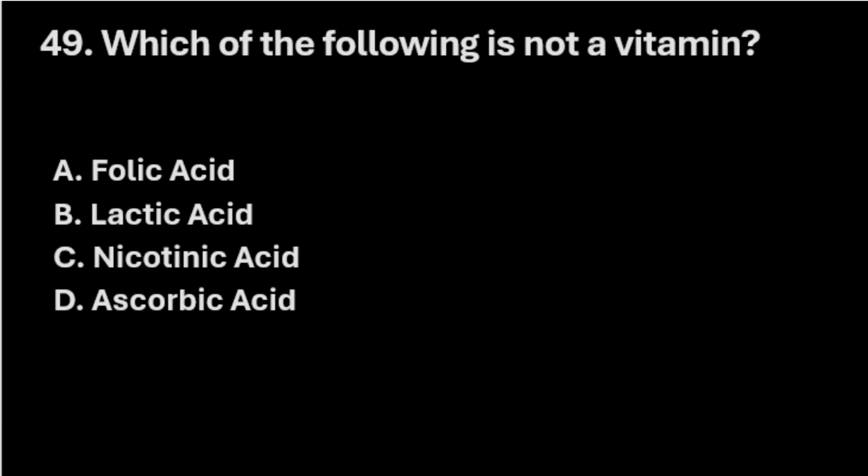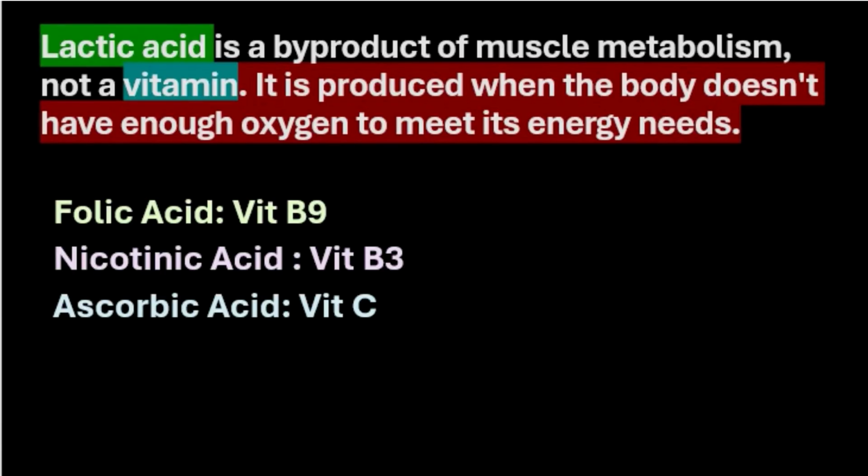Next question. Which of the following is not a vitamin? Option A, folic acid. Option B, lactic acid. Option C, nicotinic acid. And option D, ascorbic acid. The right answer here is option B, lactic acid. Lactic acid is a byproduct of muscle metabolism, not a vitamin. It is produced when the body doesn't have enough oxygen to meet its energy needs. Among the other options, folic acid is vitamin B9, nicotinic acid is vitamin B3, and ascorbic acid is vitamin C.